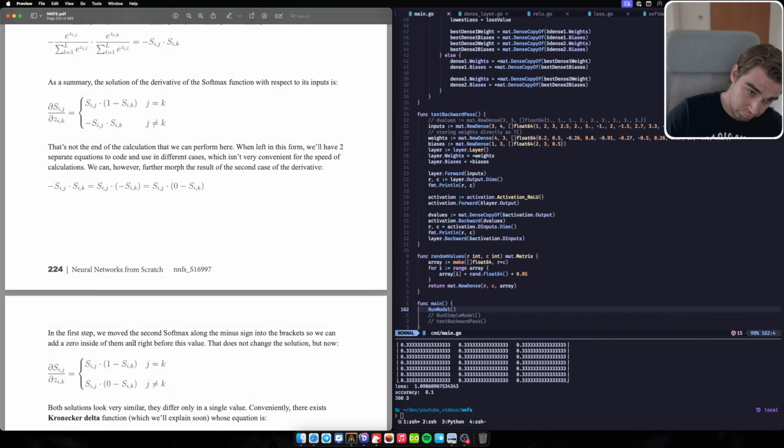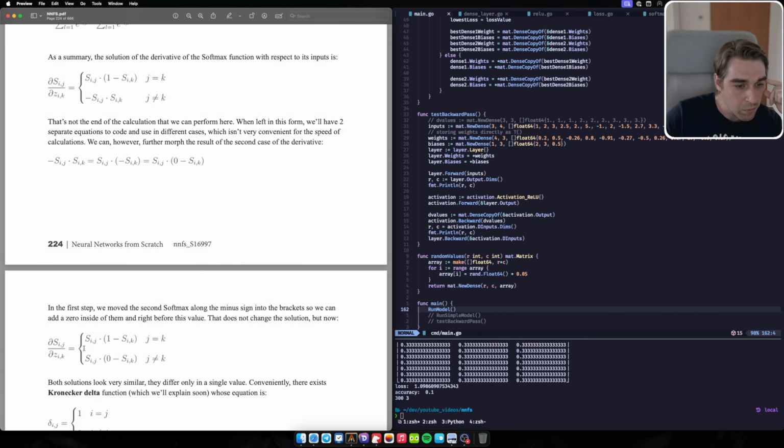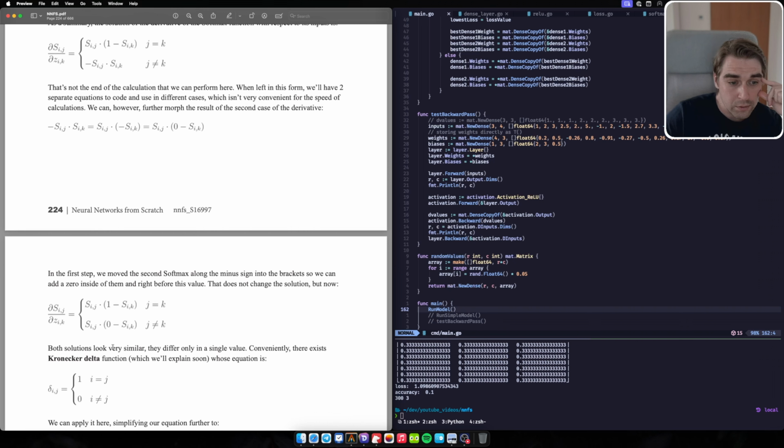In the first step, we move the second softmax along the minus sign into the brackets, so we can now add the 0 inside of them and right before the value. That doesn't change the solution, but now both solutions look very similar. They differ only in a single value. Conveniently, there exists the Kronecker delta function, which we will explain soon.